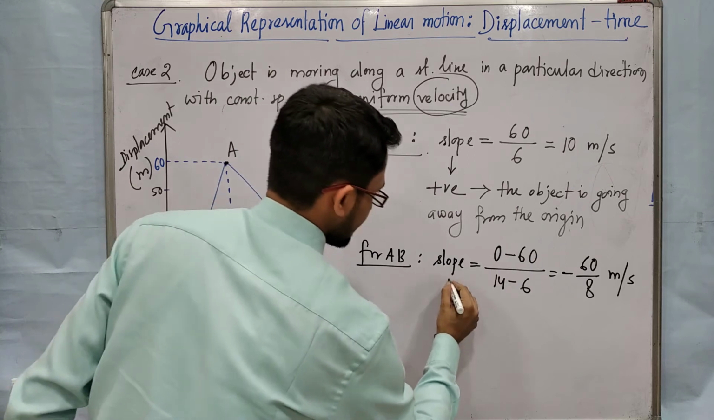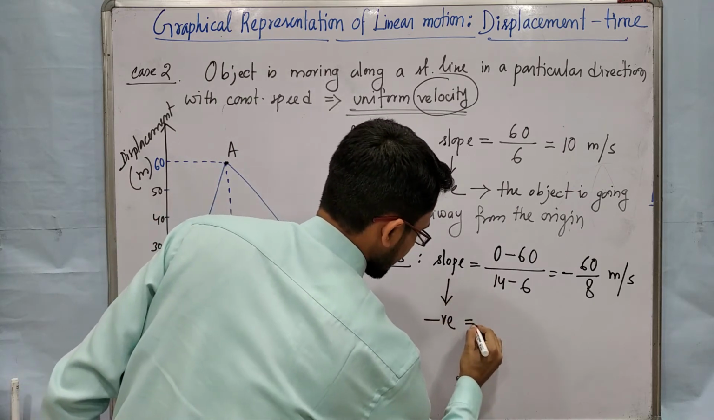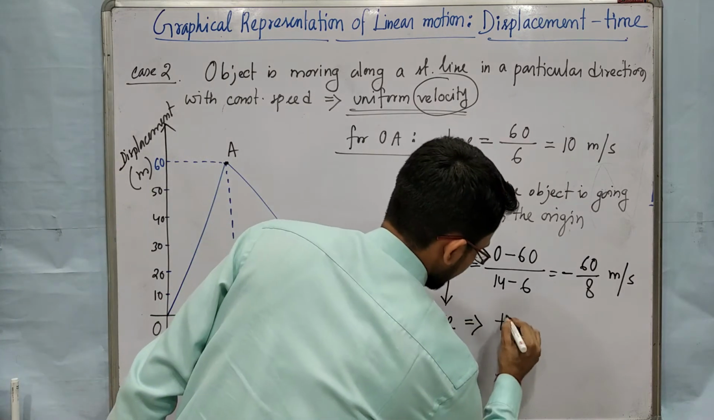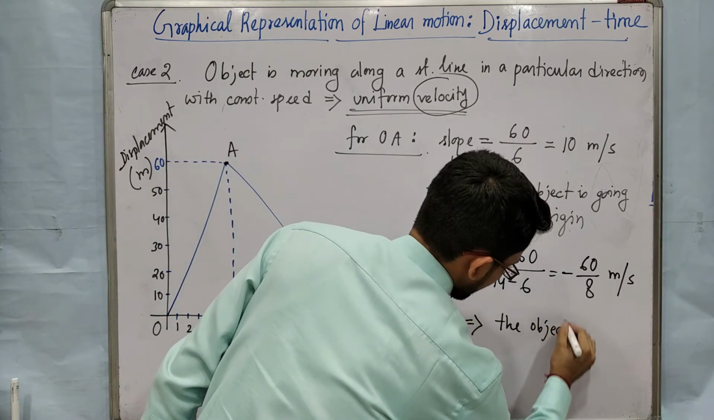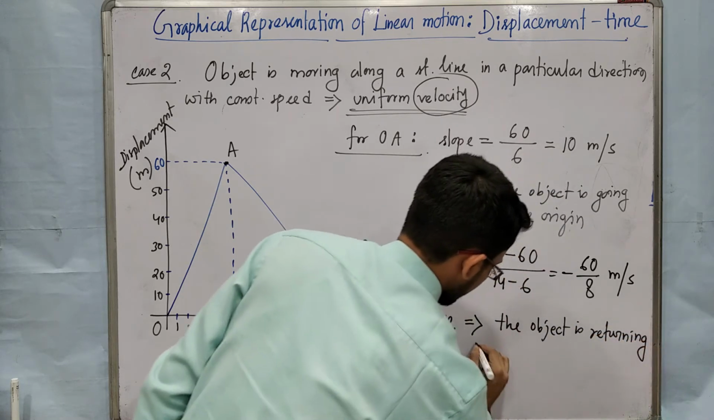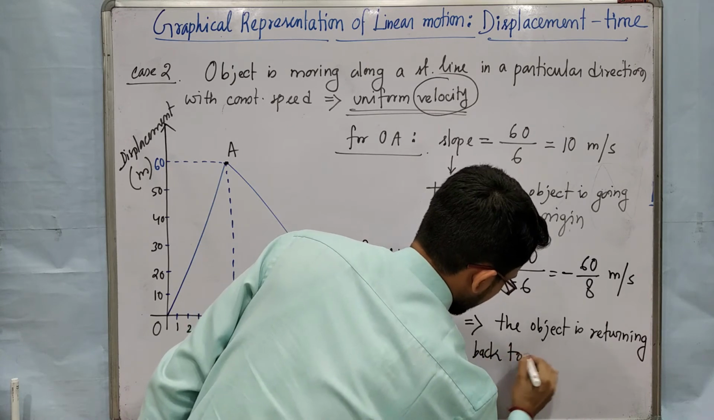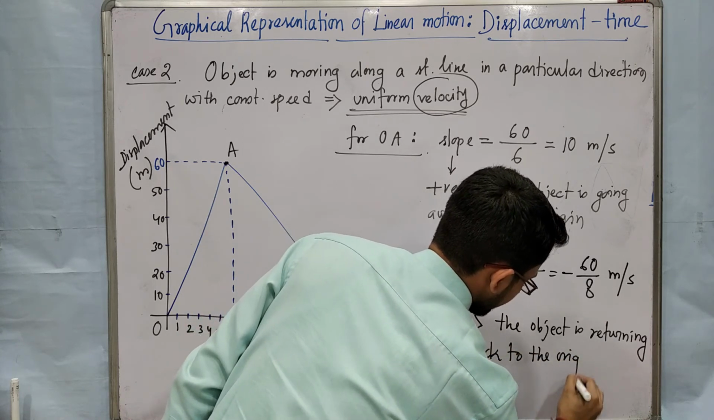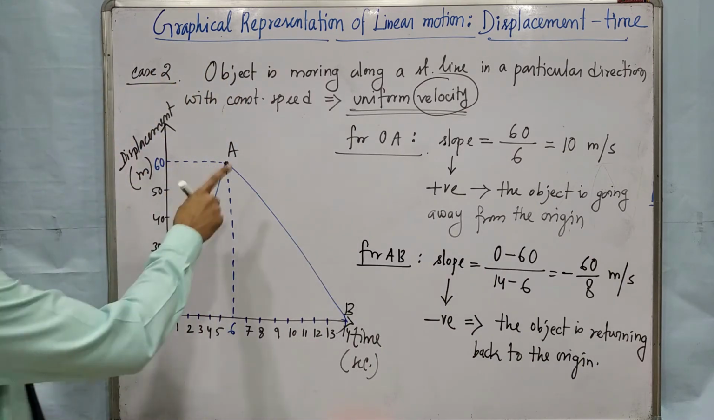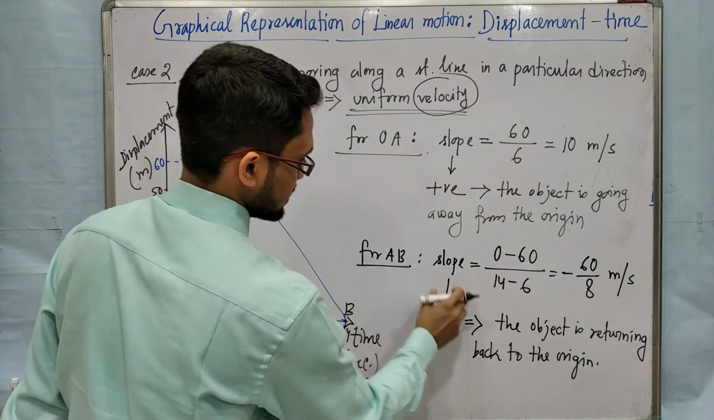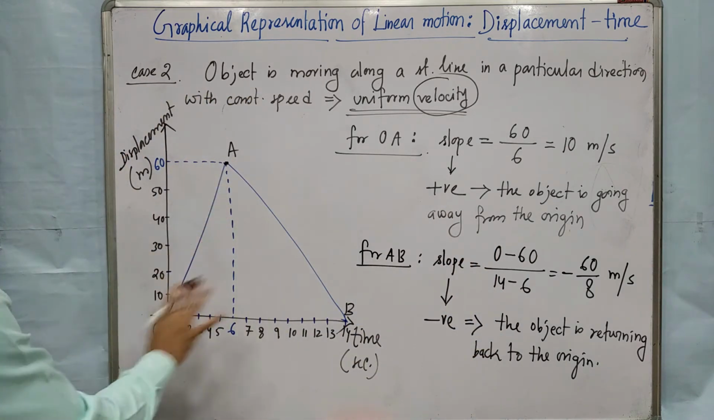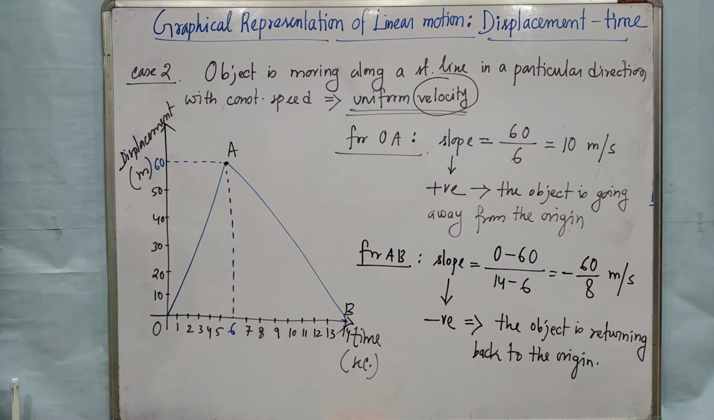So here slope is negative. That means what? The object is returning back to the origin. Okay, the object is returning back to the origin. So positive slope, object is moving away from the origin. Negative slope, object is returning back to the origin. Okay, so this is one kind of graph in which positive and negative slope both are there.